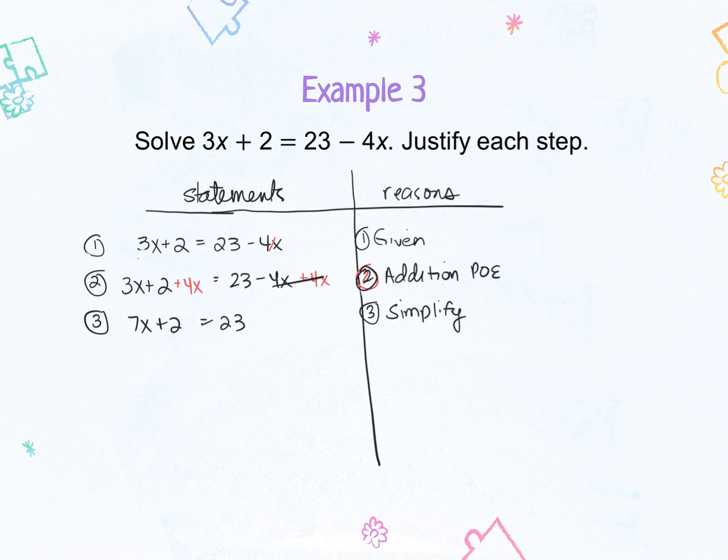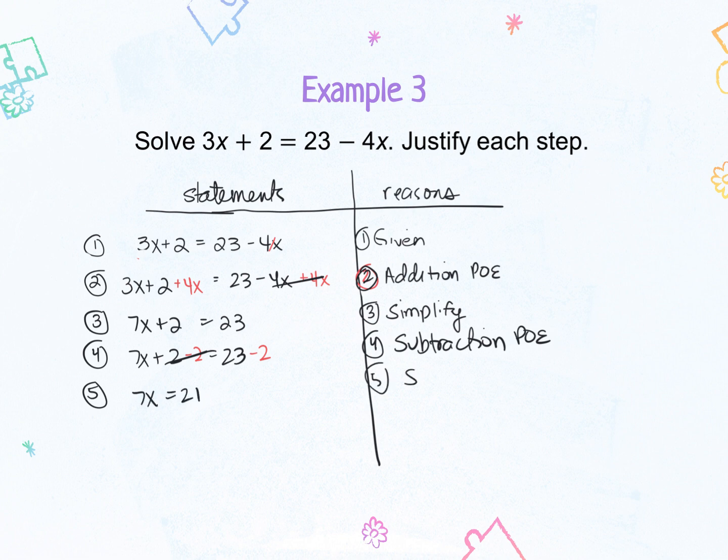And so notice it's just a little bit extra, but some people really like seeing it. So then again, in step 4, now I know that I'm going to subtract 2 from both sides. So I have my 7x plus 2 and my 23, and I'm going to subtract 2 from both sides. And so I know that this is showing the subtraction property of equality. And then in step 5, I'm going to clean it up again. So I'm going to end up with 7x equals 21. And so again, this would be simplifying. Again, if I'm combining like terms, I'm simplifying or simplify, okay?